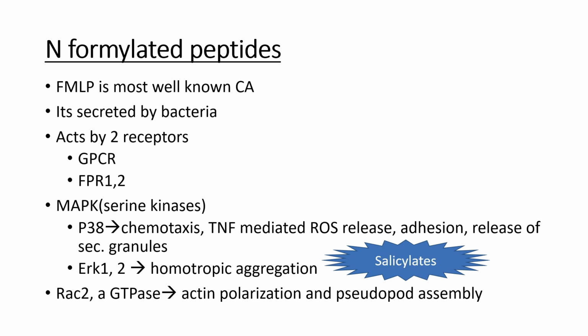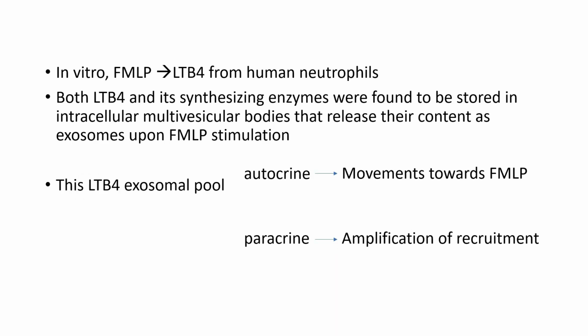RAC2 is another pathway. It is a GTPase. It promotes actin polymerization and pseudopod formation. It has been found that in vitro, FMLP causes synthesis of leukotriene B4 from human neutrophils. Both leukotriene B4 and its synthesizing enzymes were found to be stored in intracellular vesicles that are released upon activation.